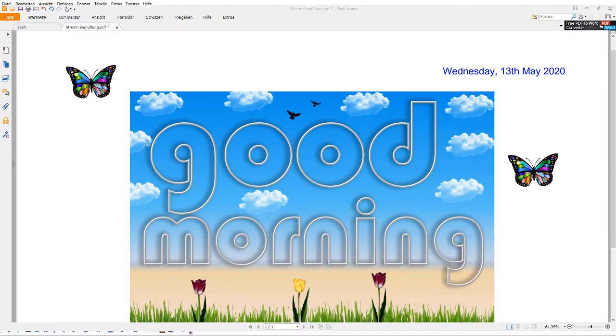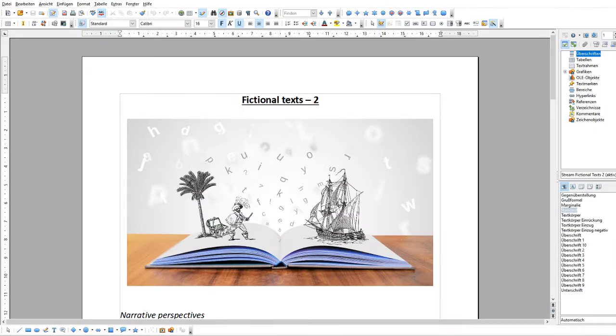And today we are again talking about fictional texts and what fictional texts do with the reader and how fictional texts are often written. And last but not least, you will practice writing a little bit of your own. Okay, so let's take a look at fictional texts today.